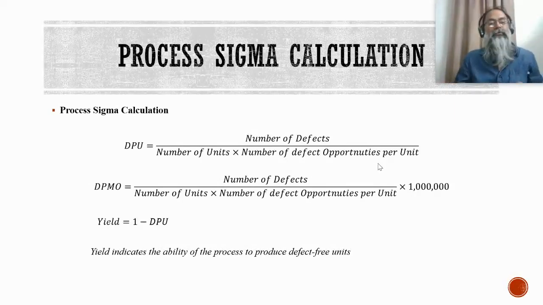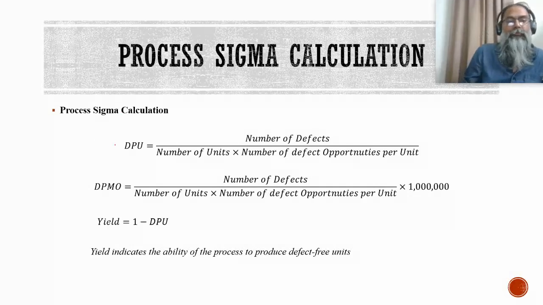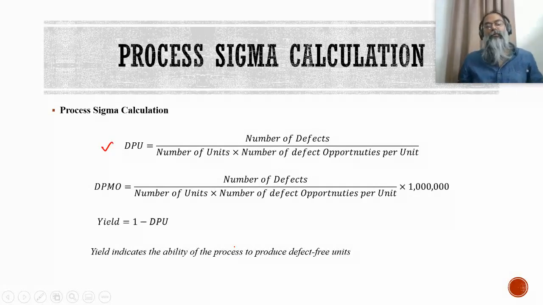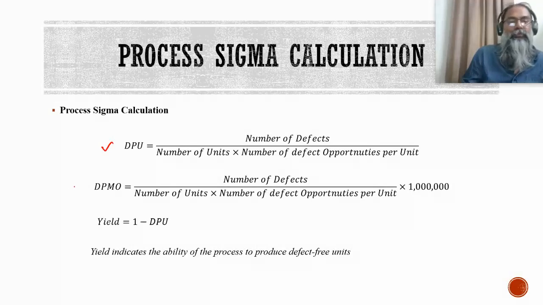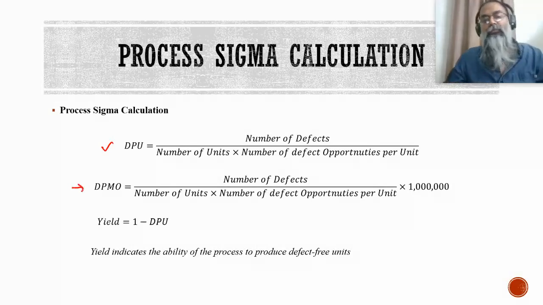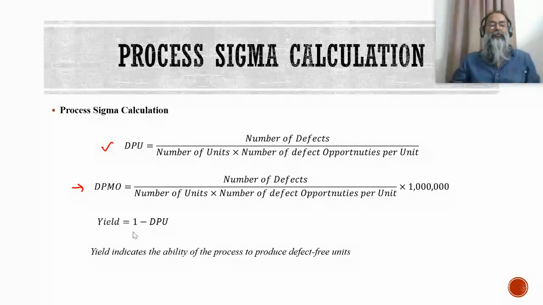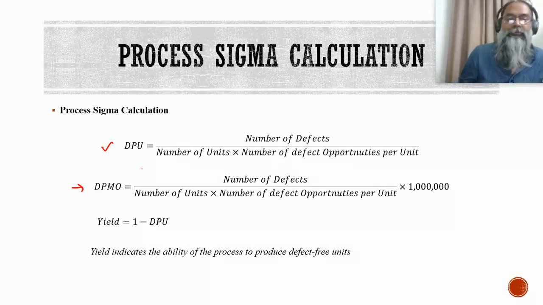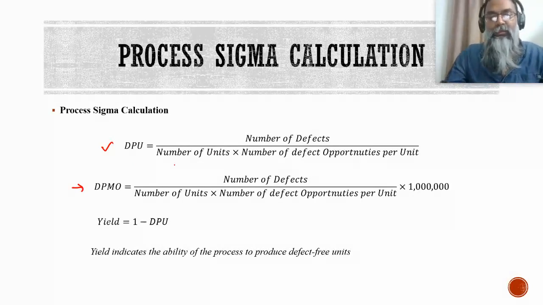First formula here, DPU. But the important formula that would actually be used to calculate the process sigma is defects per million opportunities. This is the one that is used for finding the process sigma. But we can use some other formulas like yield and DPU to understand the various aspects of process sigma. So let's start with DPU. We already have discussed what it talks about.